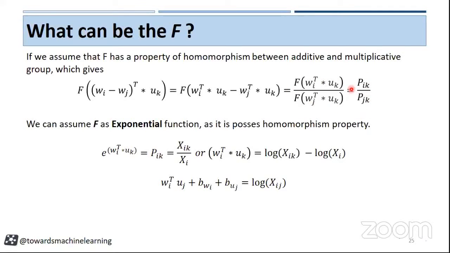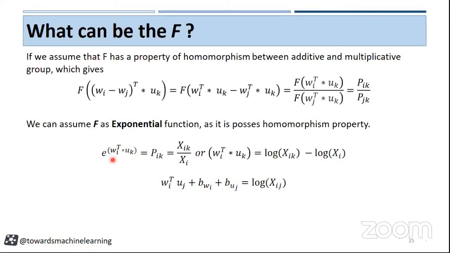So remember one thing: we cannot directly equate this numerator value with the numerator of this p_ik, and the denominator with this p_jk. It means the ratio of the LHS is proportional to the ratio of the RHS. It is not a similar value. Okay.